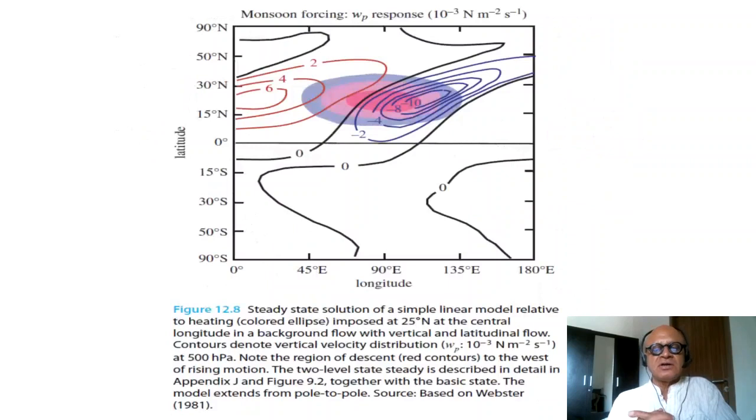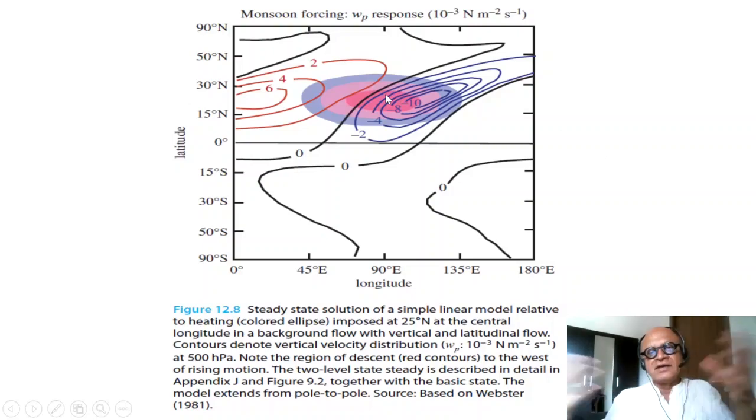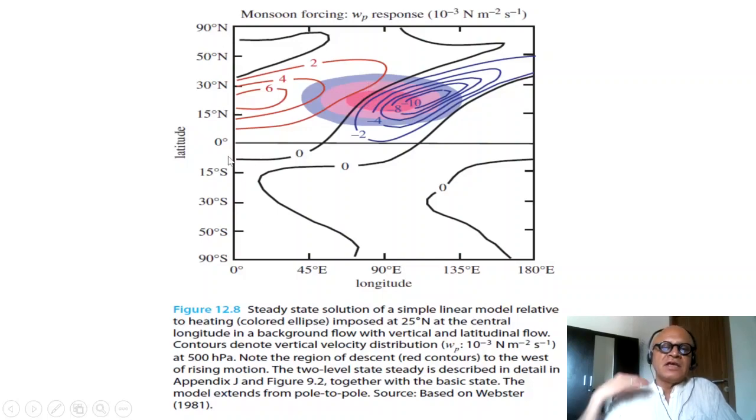The same model is here used with a heating. Some heating is prescribed iteratively, and so steady state is reached. That's the steady state solution in the steady state model. So there is the heating with maximum in the center and diffusing out, and it's looking at the latitudinal and longitudinal section. The heating is imposed at 25 north, and the contours here are basically vertical velocity distributions in pressure coordinate in 10 to the minus 3 Newton per meter squared per second, different unit. Before we looked at hectopascals per second, but that was 10 to the 4, doesn't matter.